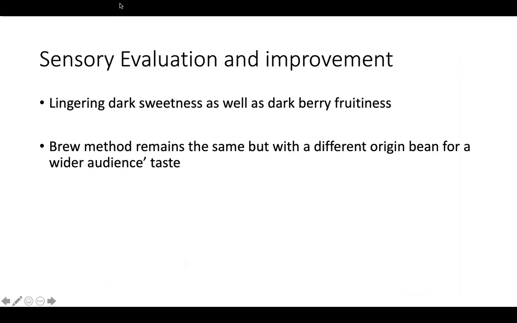And then finally, we talk about the sensory evaluation and the potential improvement that we can implement. For the sensory evaluation, our coffee turned out to have a lingering dark sweetness as well as a dark berry fruitiness. Our final result wasn't in the top 3. We think it is due to the fact that the beans themselves contain a unique taste.